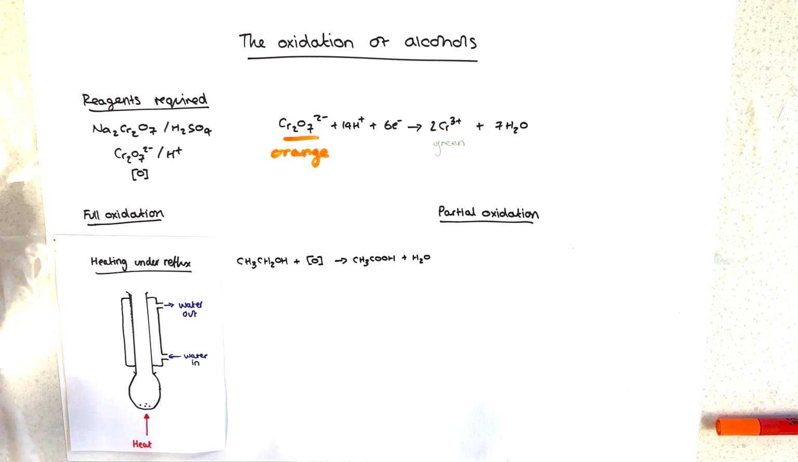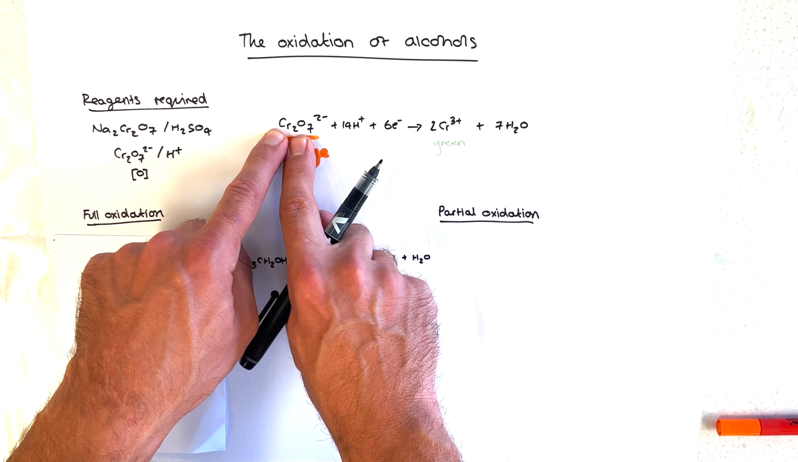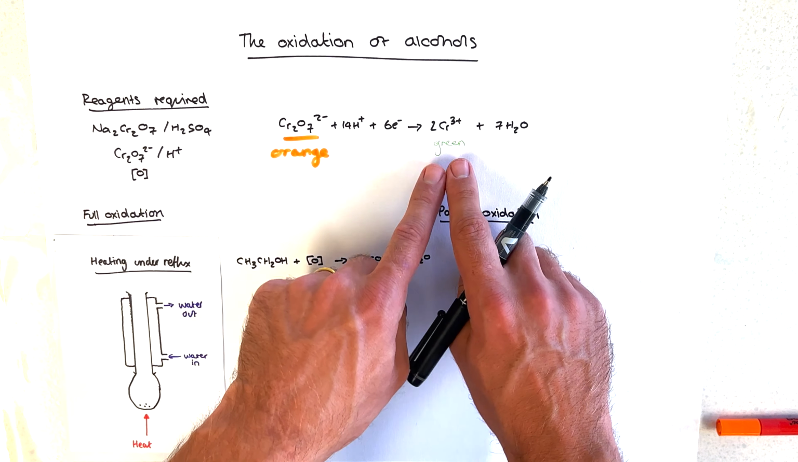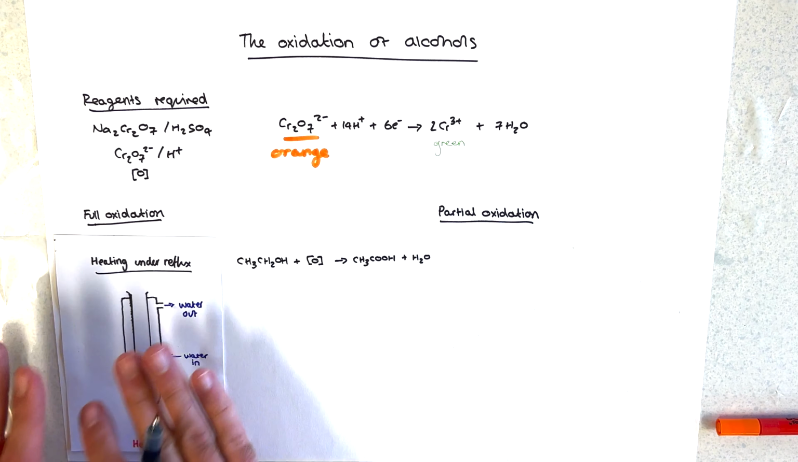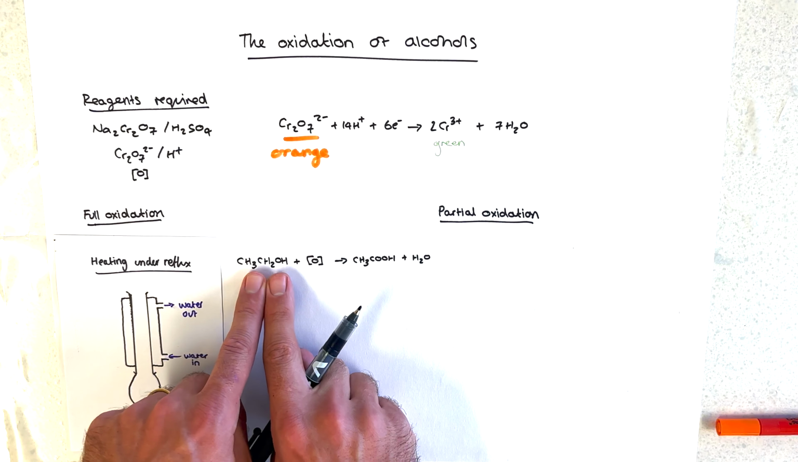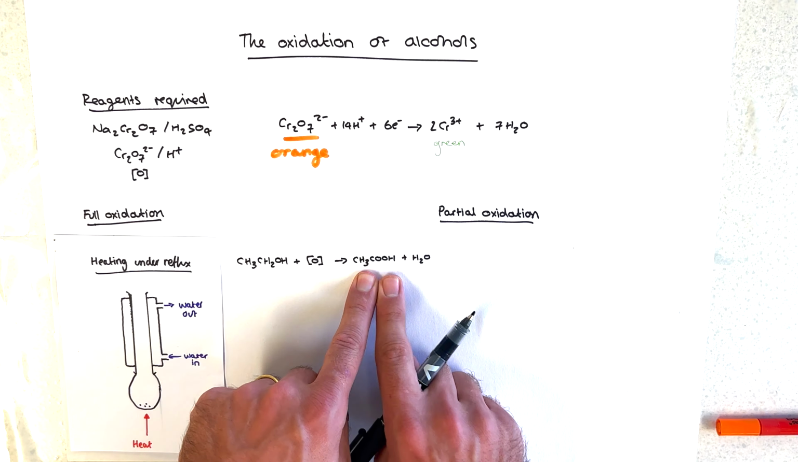Now, as I said, we're going to get a colour change here from orange to green because we're going from our dichromate ions to chromium 3+ ions in the reaction. So heating under reflux is the method required to convert a primary alcohol into a carboxylic acid.